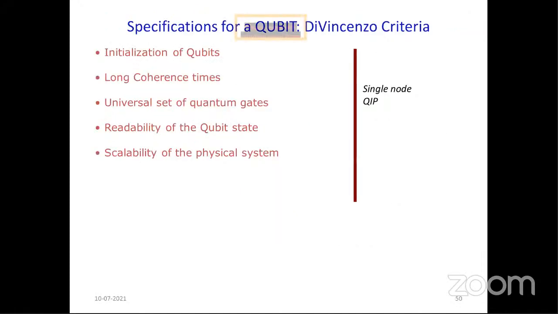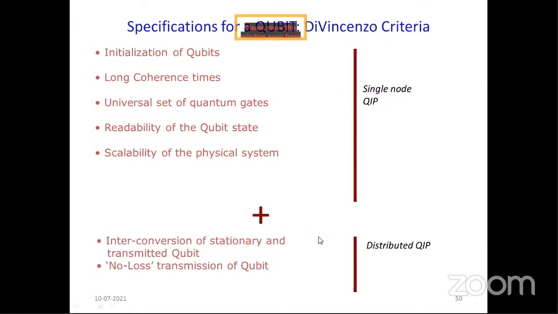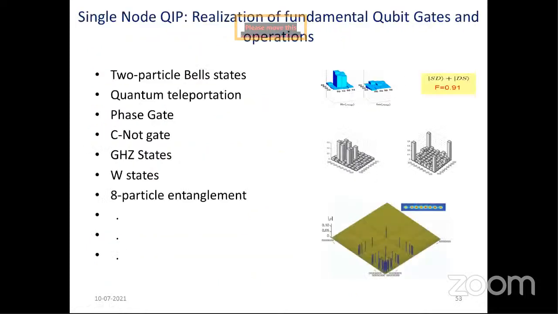As I mentioned earlier, if we look at this second set of DiVincenzo criteria for distributed quantum information processing, you need to have an interconversion ability of qubits, I mean, between transmitted qubits and the physically located qubits. And then there has to be a channel where there is no loss of quantum information. Now, with single node quantum computing, many things have been realized, including implementation of certain algorithms like factorization, etc.